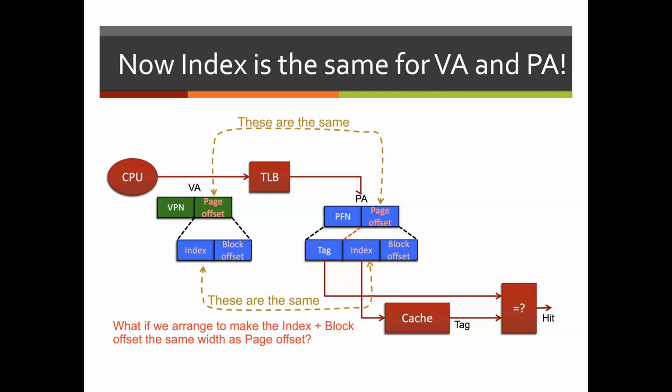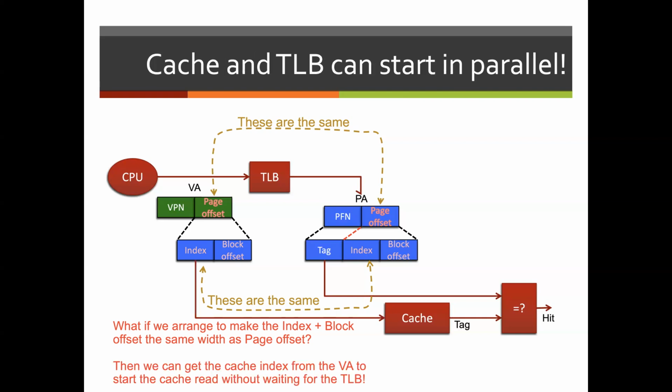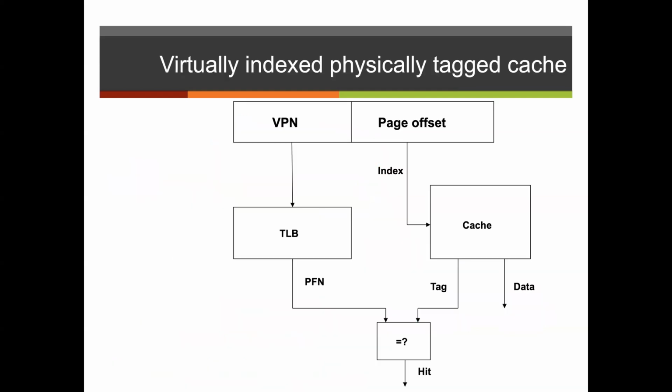So if the page offset is 12 bits, it's going to be represented in both the virtual and physical addresses. And if those components are the same, then we know that the index is going to be the same for both as well. And so in this case, we can have the cache and the TLB starting in parallel with one another.